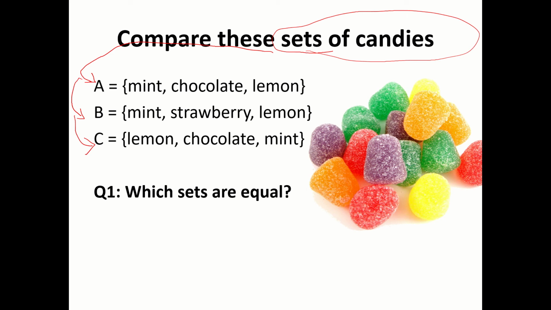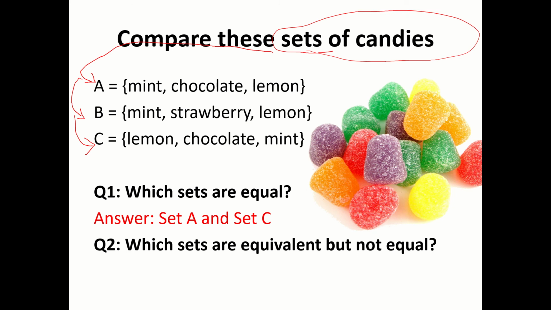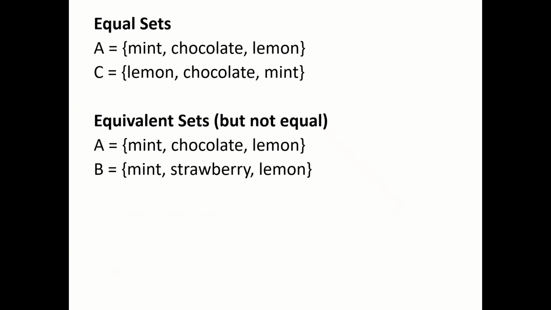So the question now is, which sets are equal? Yes, that's correct. It's A and C. So I will explain it later. But which sets are equivalent but not equal? Okay, that's correct. Set A and set B. So how do we differentiate the two if we say equal sets and equivalent sets?